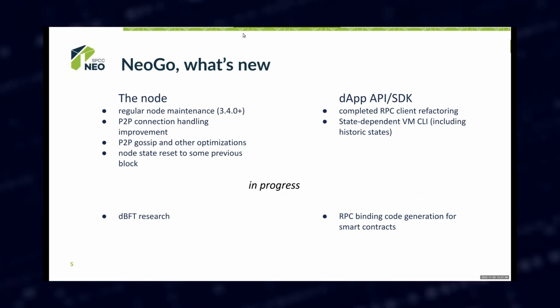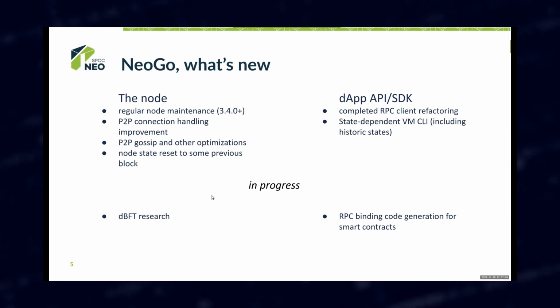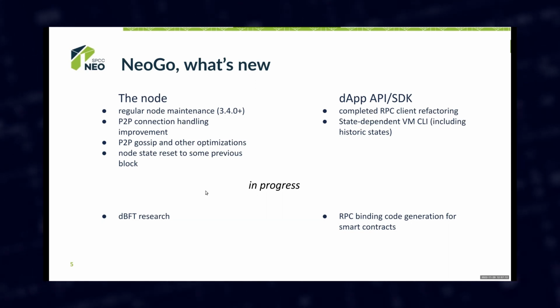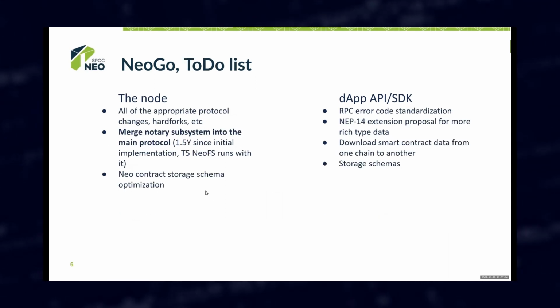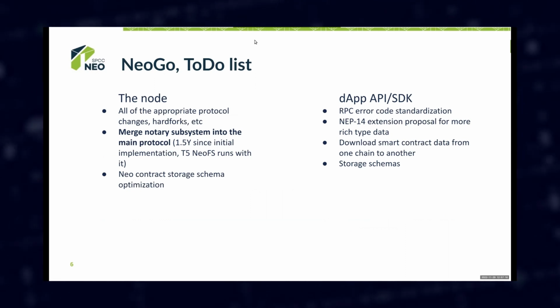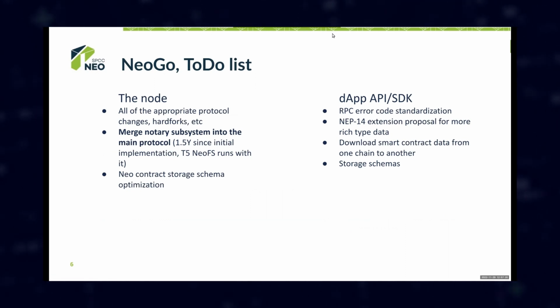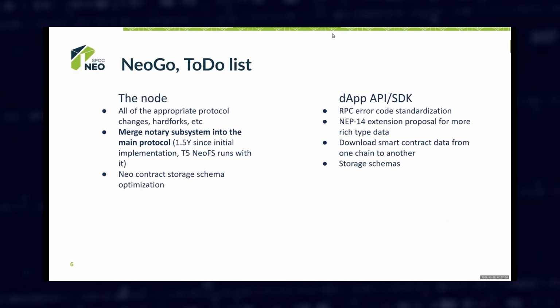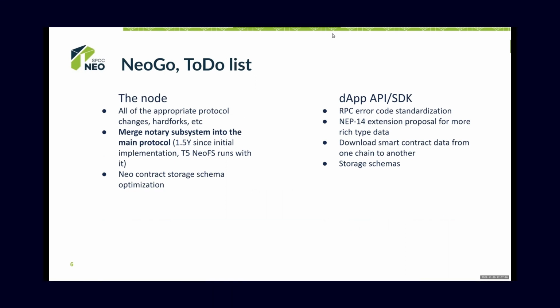So that's what we have in progress and done already, and now let's move on to the things we are planning right now. On the node side, of course, we will be implementing the protocol changes we have in the queue, and the upcoming 3.5.0 release, and all the associated things.